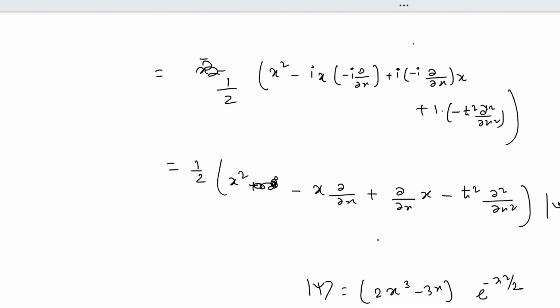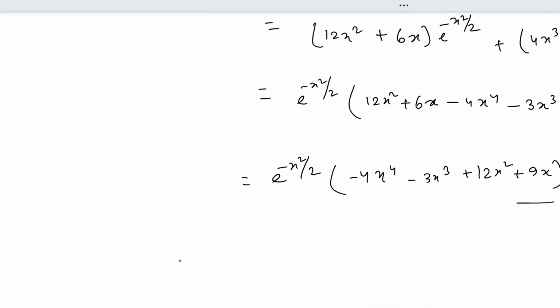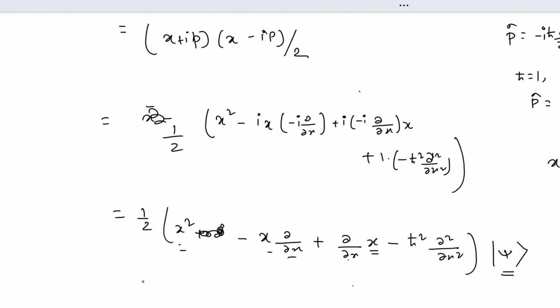Similarly, you can do the rest of the terms: you multiply x with this and then take the derivative once. Then again you first take the derivative on this and then multiply by x. If you deal with all of these terms separately, which I am not showing you here, but do carefully, then you will end up at a form where a dagger is operating.